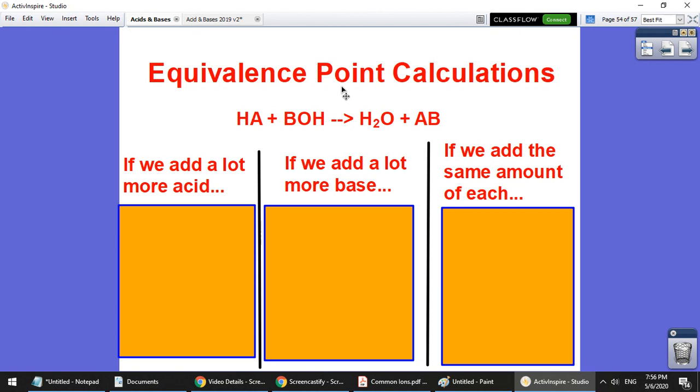We saw in our last video that when we mix acids and bases together, they react or neutralize to form water and an ionic compound or a salt. So let's think for a second about what happens if we mix an acid and base, but we add a lot more acid than base. What are we going to see in our products? Well, are we going to see more H's or OH's?